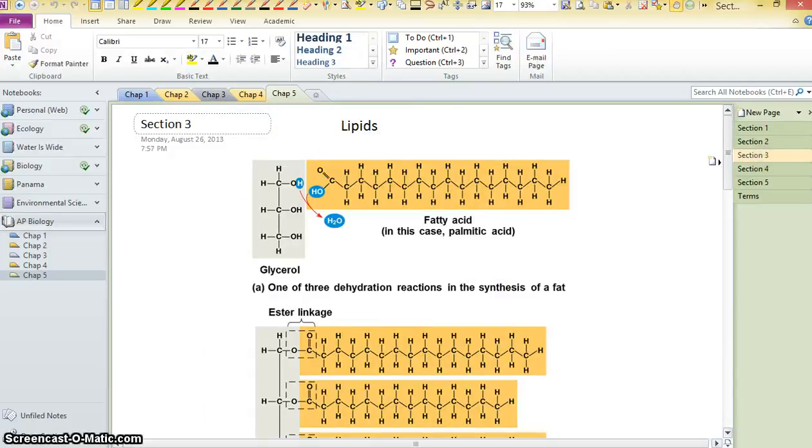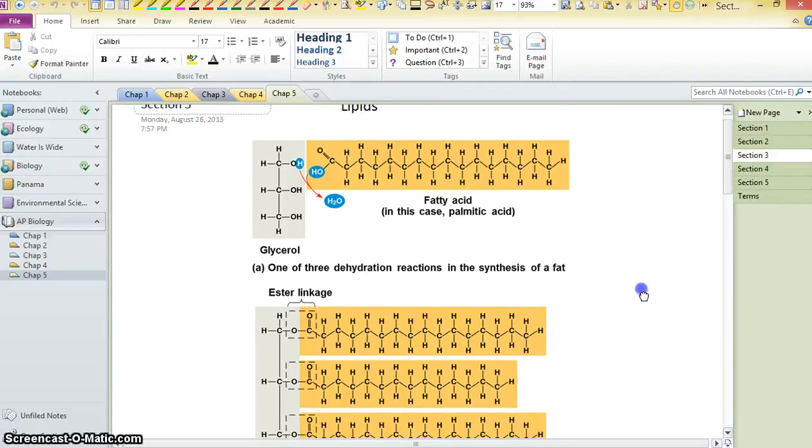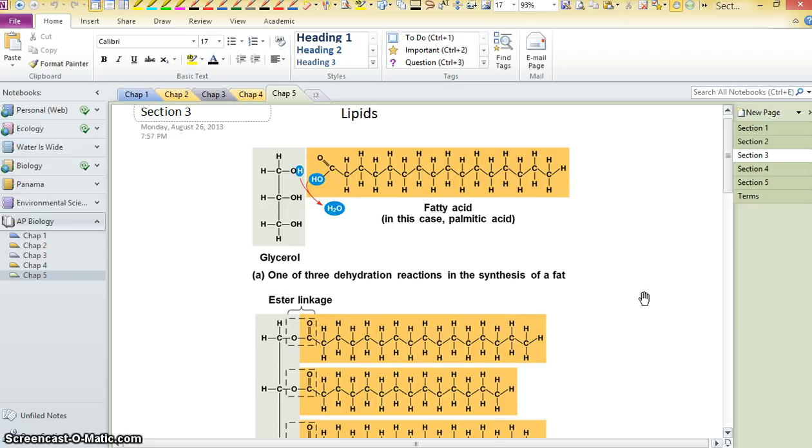Okay, lipids. Lipids are the ones that are not technically polymers because they're not just hundreds or thousands of repeating subunits. They have a set structure, but they are large molecules and very important ones.